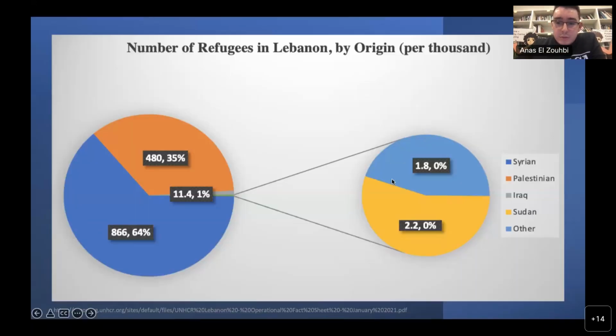To talk about this point a bit more, we have 64% of the refugees in Lebanon, making up around 866,000, that are Syrian, and 480,000, around 35%, are Palestinian. The remainder are distributed between Iraqis and Sudanese and other nationalities as well, which form a minority, around 1%.